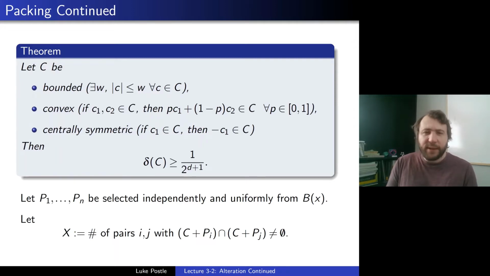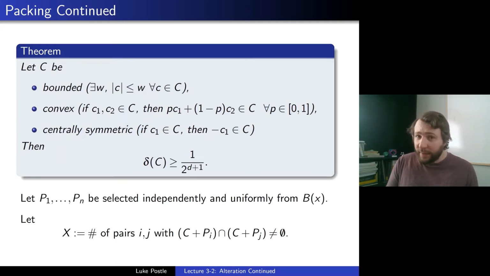So we have our copy essentially symmetric around the origin, so it contains the origin. And now the idea is we'll shift that copy by these random points. We're going to take random translates of it. And now what we're going to be interested in is let X be the number of pairs ij with C plus p_i intersect C plus p_j non-empty. So that's the number of intersecting pairs of these translates.